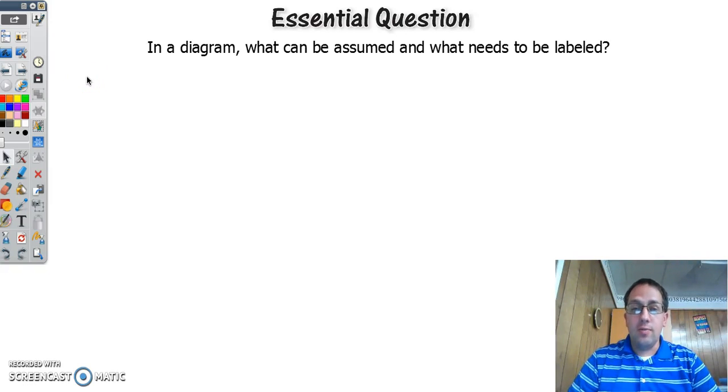Hello class, today what we're going to be looking at is what in a diagram can we assume to be true and what has to be labeled. Because some things, we can say, hey, it looks good, and so we'll go with it. But most of the time we need things to actually be labeled, have some kind of marking to let us know that's what it is.